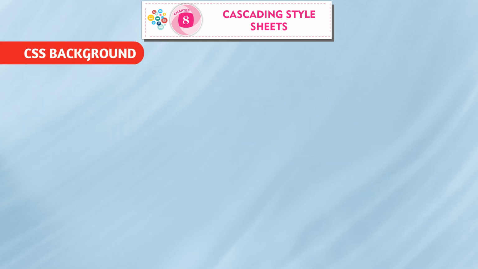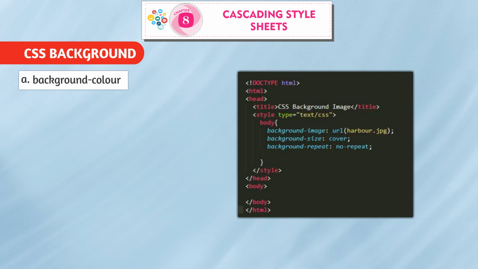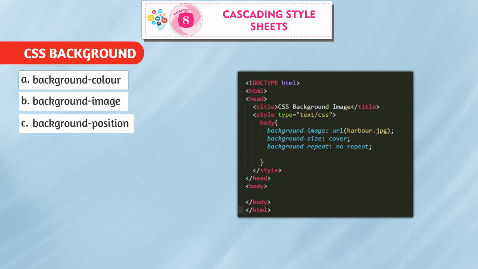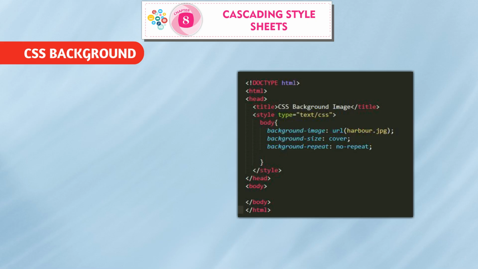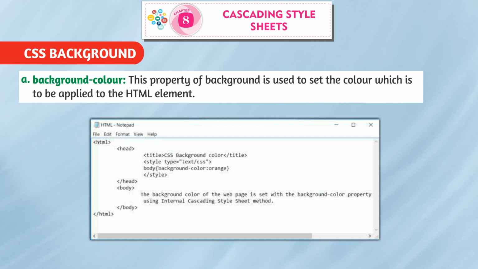CSS background. Cascading Style Sheets background properties can be defined to apply background effects for the elements. Various background properties may include: A. Background color, B. Background image, C. Background position, D. Background repeat, E. Background attachment.